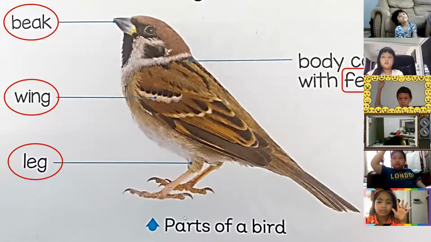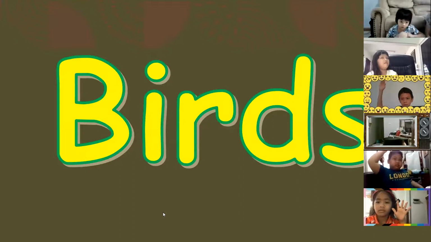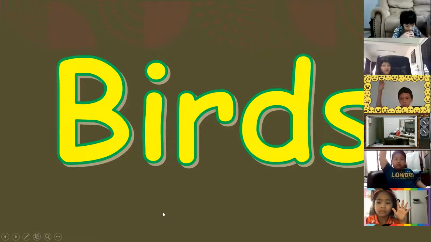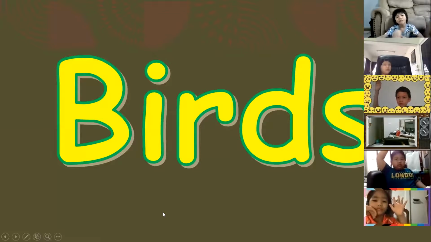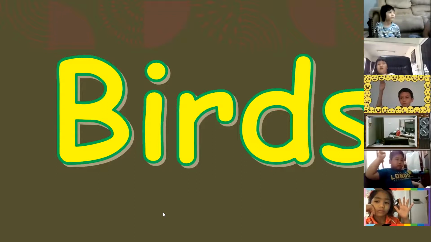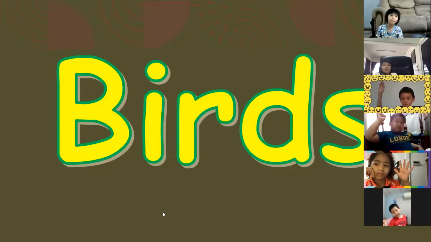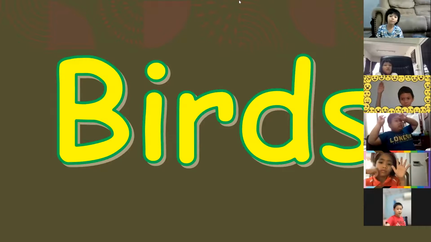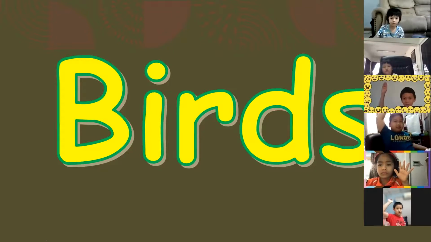So let's see. Parrot, right? Some of you said parrot. And yes, we have Namning. Give me one example of a bird. Okay, give me one example of a bird. Eagle is a bird. Thank you, Namning.